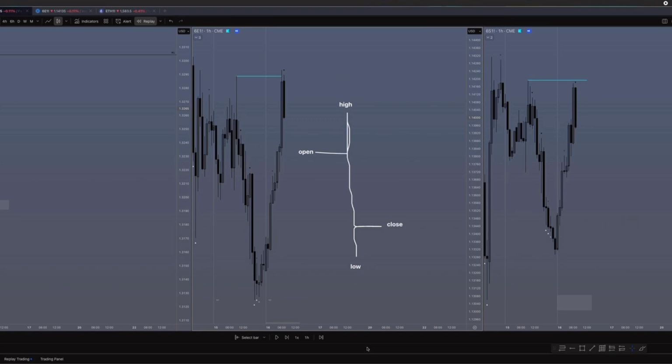Hello, this is Timed Edge, and I am just doing a requested video on a trade setup I took on Wednesday and explaining the open, high, low, close theory.